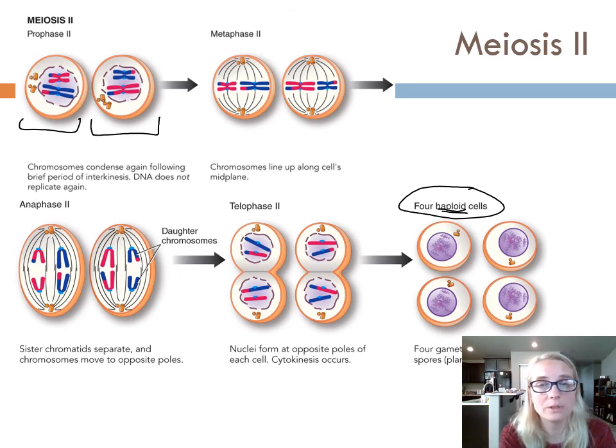So if this was a male, these would be sperm. If this was a female, they would be eggs. In the plant world, you would have spores, pollen, and eggs, and those types of things. So this is our ultimate goal of meiosis 2, or meiosis in general, but specifically for meiosis 2, which is to end up with these 4 haploid daughter cells.